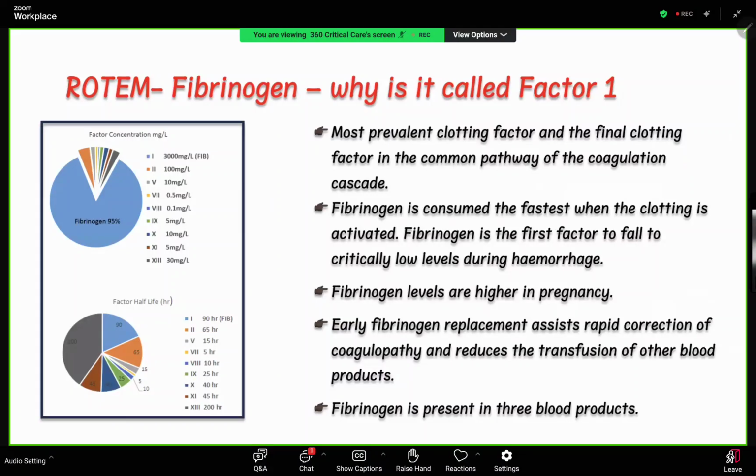Now the most important factor in the whole of the coagulation system is the fibrinogen. It is the most prevalent clotting factor and the final clotting factor in the common pathway, as we discussed.